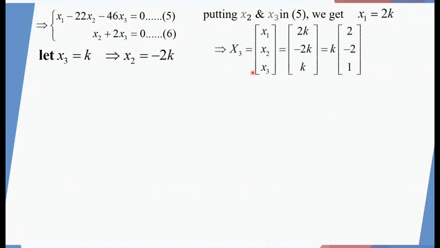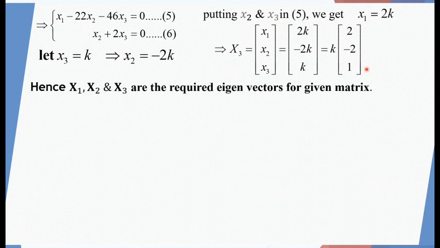So capital X3 is equal to x1 x2 x3, or 2k, minus 2k and k. Taking k as common, 2, minus 2, 1 is the eigenvector. So x1 x2 x3 are the required eigenvector for the given matrix. This is the third case where the matrix is symmetric and unequal roots exist, unequal eigenvalues.